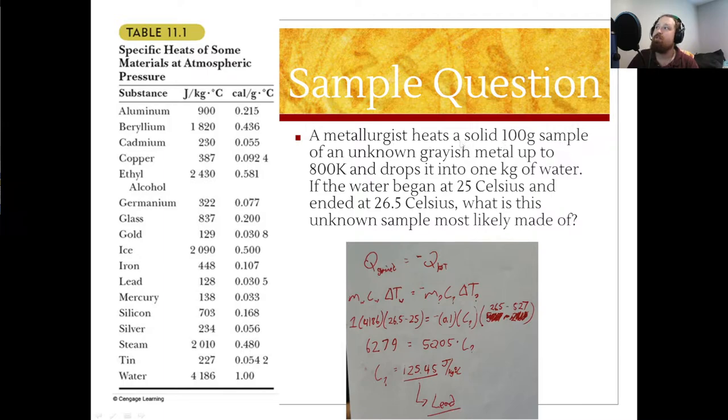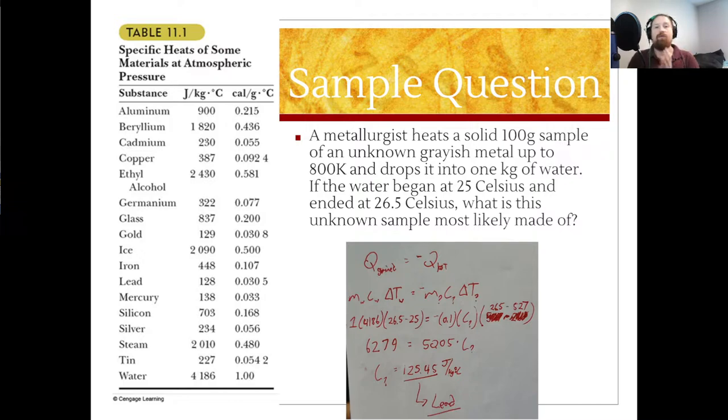A metallurgist heats an unknown solid of 100 grams. It is an unknown grayish metal, heated up to 800 Kelvin, and drops it into a 1 kilogram bucket of water. The water begins this whole process at 25 Celsius and will end at 26.5 Celsius. So it increased by 1.5 degrees Celsius. Based on the information provided here, what is this material most likely made of?